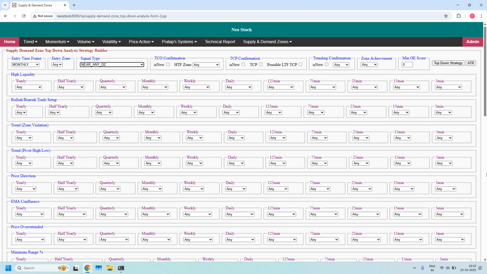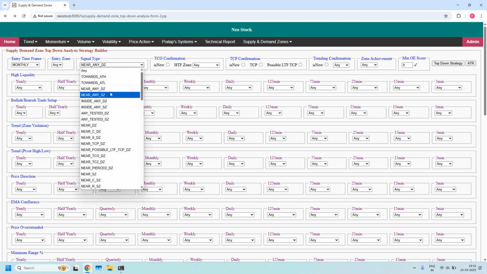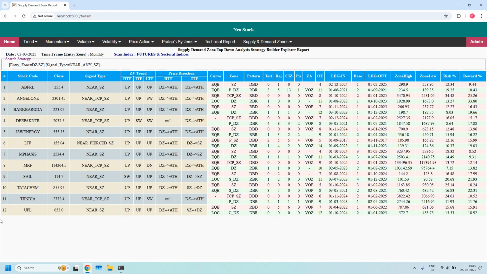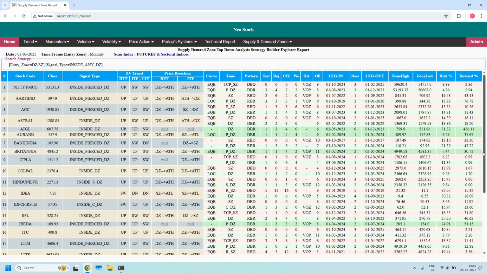Stocks near monthly demand zone. We got 2 stocks. Next, stocks near monthly supply zone. We got 12 stocks. Next, price closed inside the monthly demand zone.